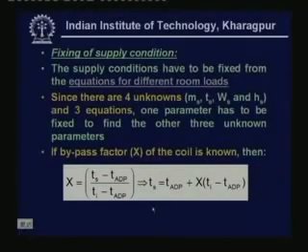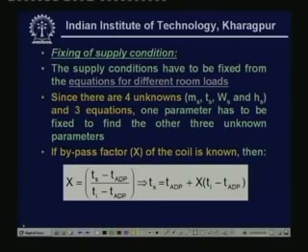Okay. Since there are four unknowns and three equations, one parameter has to be fixed to find the other three unknown parameters. So if the bypass factor X of the cooling coil is known, then from the definition of bypass factor, X is equal to Ts minus TADP divided by Ti minus TADP, where Ts is the exit temperature of air at the cooling coil, TADP is the apparatus dew point of the coil, and Ti is the air temperature at the inlet to the cooling coil.